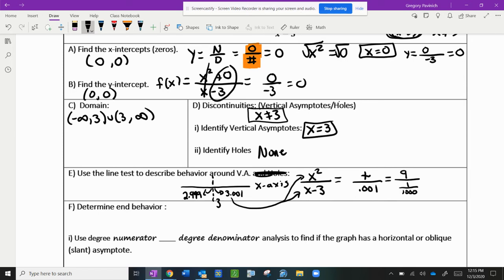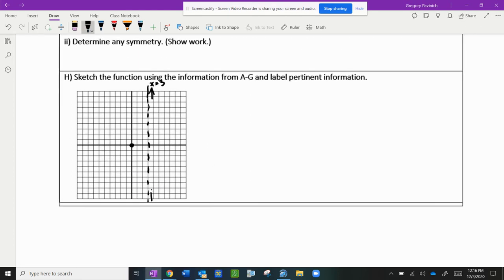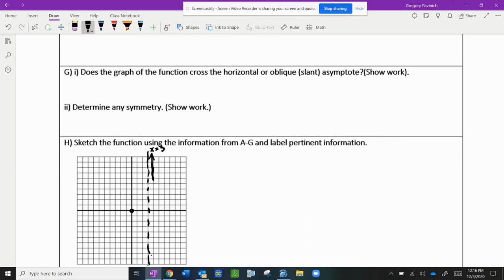So what you keep, change, flip. So I'm going to have approximately a y output of 9,000. Okay, so I'm going to have a really, really large positive y as I get close. So I know that this one is going up on the right side of my asymptote. So I can come down to my graph and say, I know when I'm really close on this right side, my graph is going up. It wasn't a big negative y value being down here. Okay, so now I know my graph is going to somehow come in here somewhere.